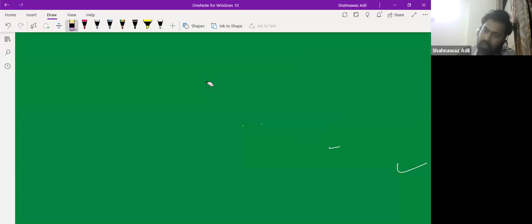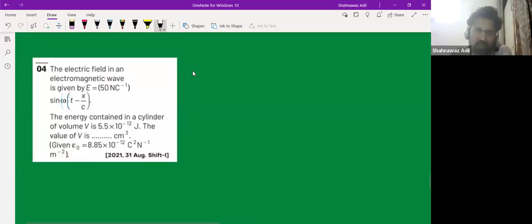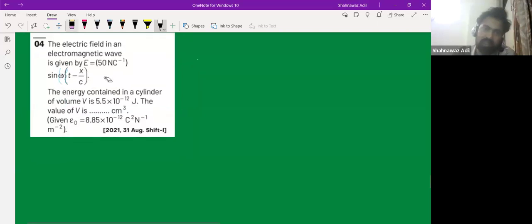So always remember the relation between energy density, intensity, and all those things. So those would be crucial. I guess these are the questions that we discussed, right? But the rest of the questions are similar. So let's do this question, then we will move on to the logic gates, right? So we have this thing, and this is 50 sine omega t minus x by c.